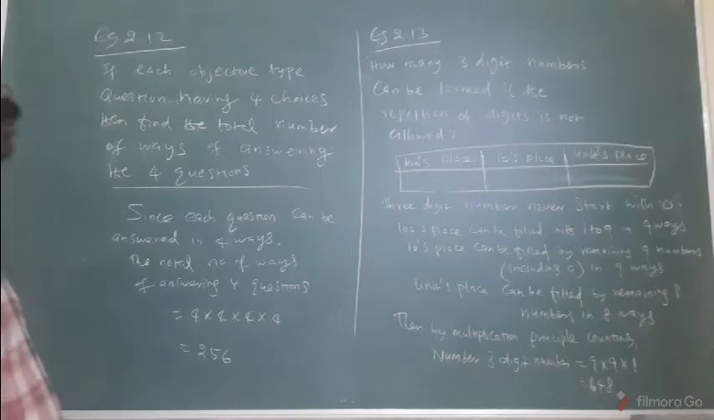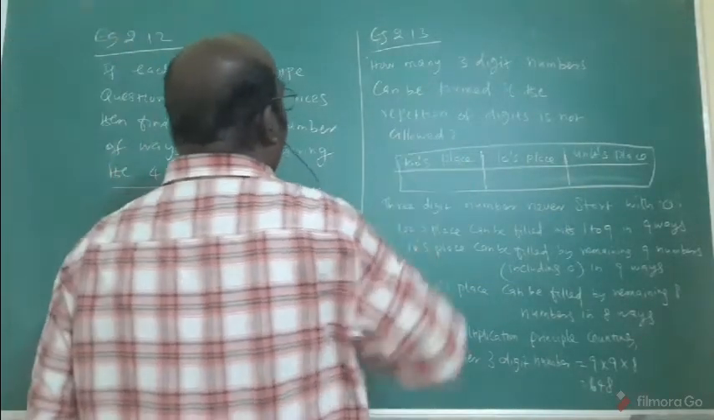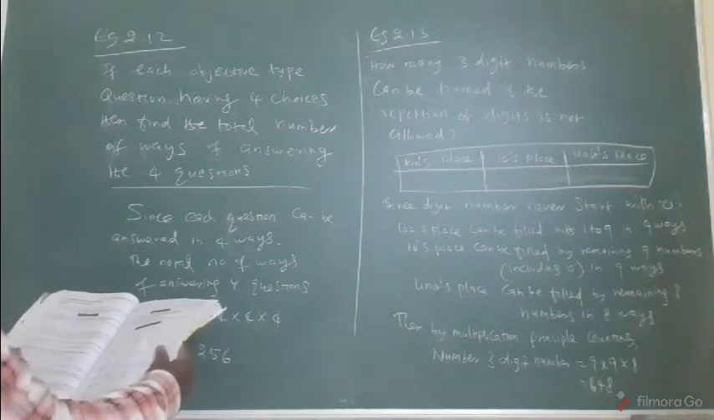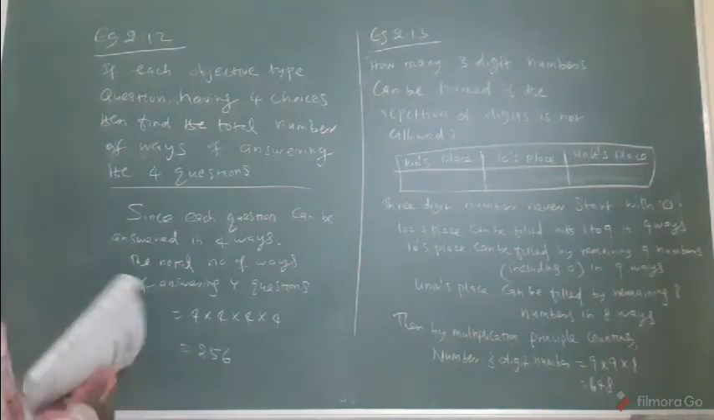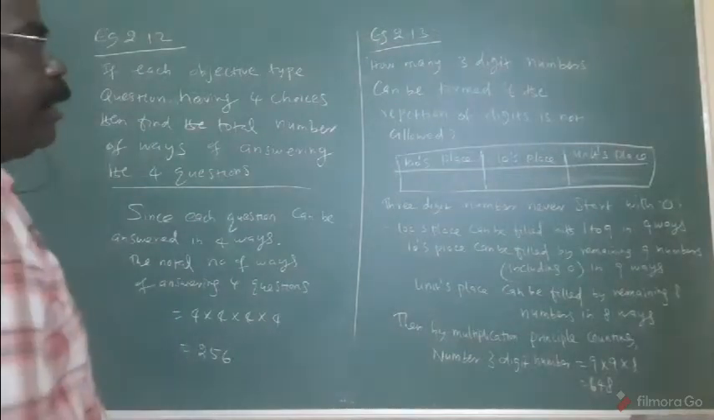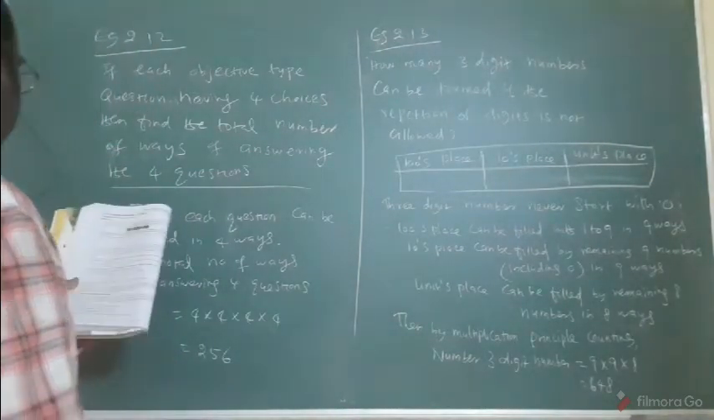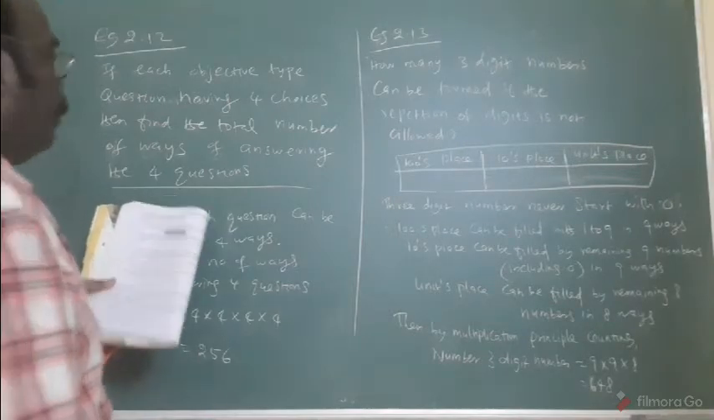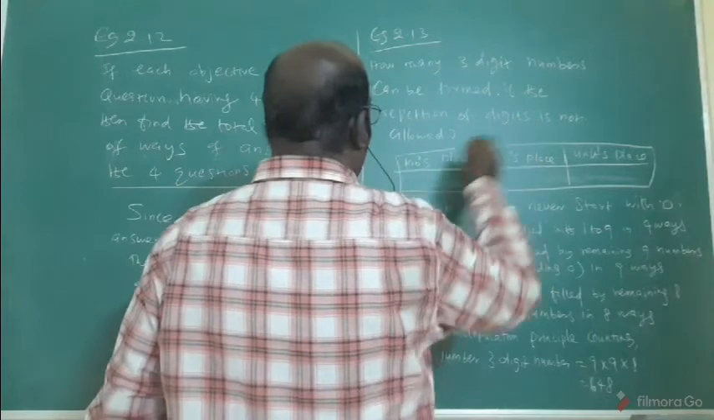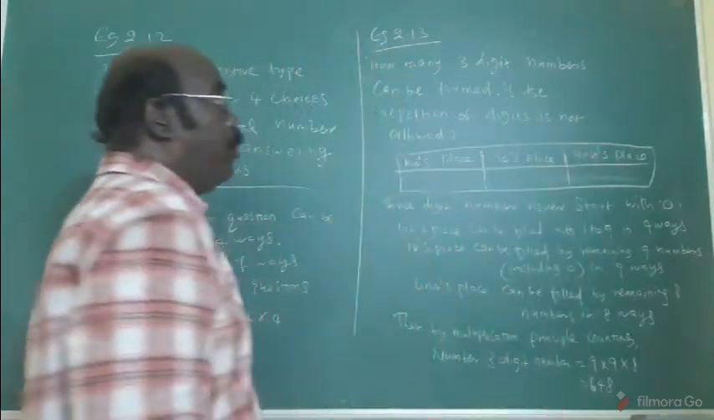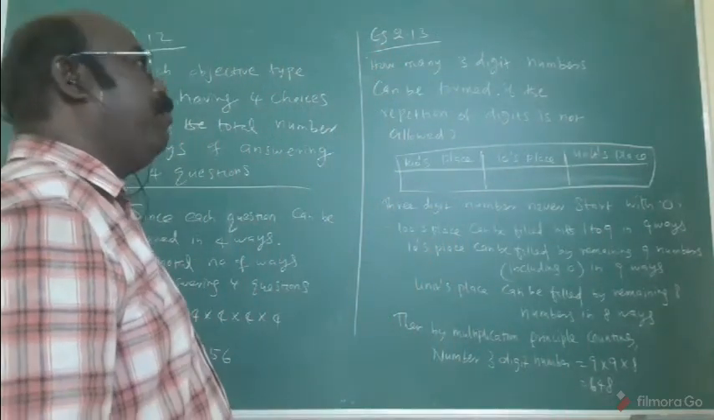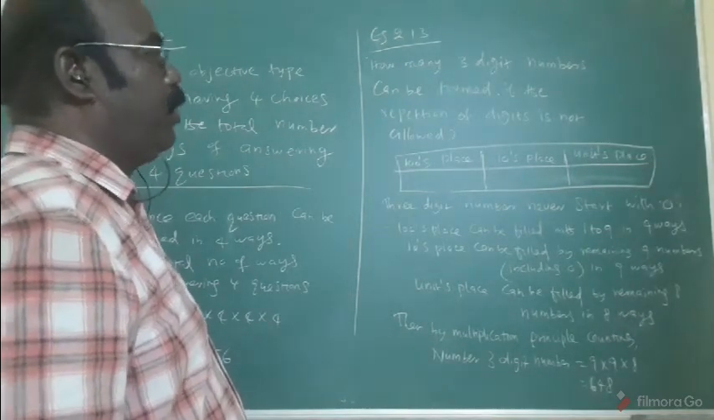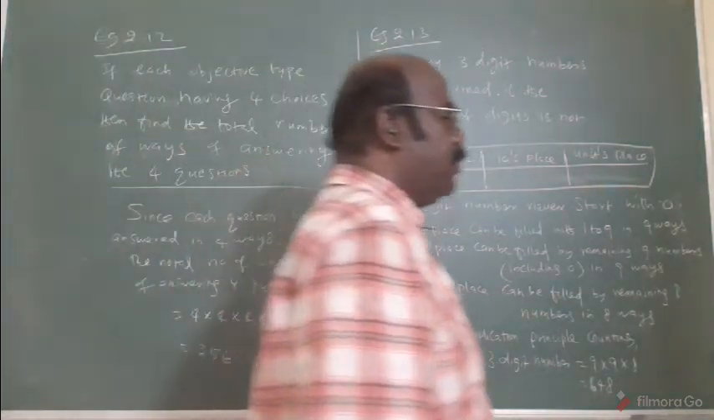Simple concept. Next one: how many 3-digit numbers can be formed if the repetition of digits is not allowed? This is the question. How many 3-digit numbers can be formed if the repetition of the digits is not allowed? 3-digit number means what do you mean?